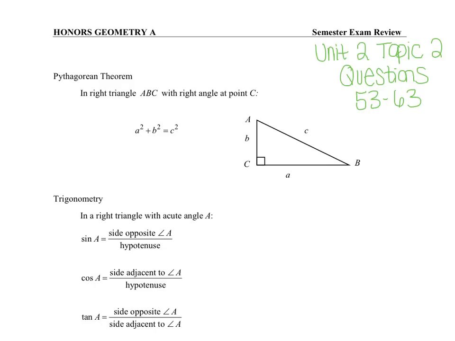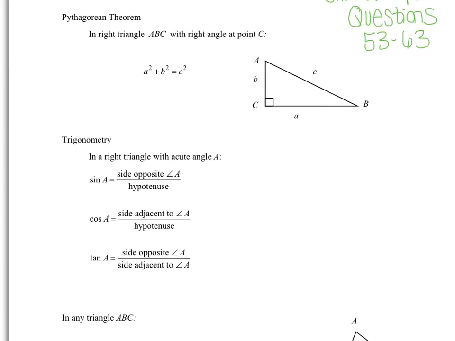This is the Honors Geometry Semester Exam Review for Unit 2, Topic 2, which is questions 53 through 63. In all of the previous videos, I've been reminding you about the formula sheet that you will get on the exam. Here it is again, and this time this topic uses this.